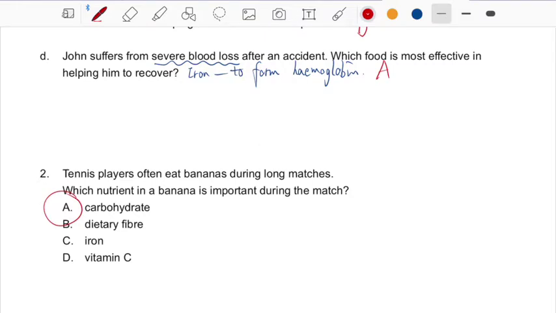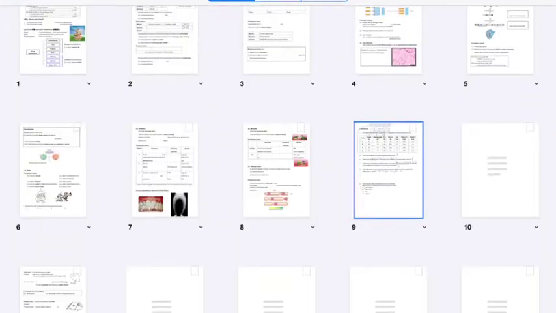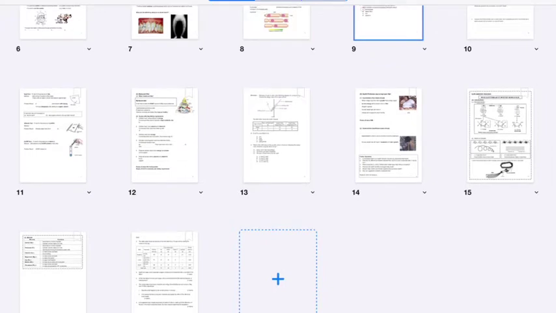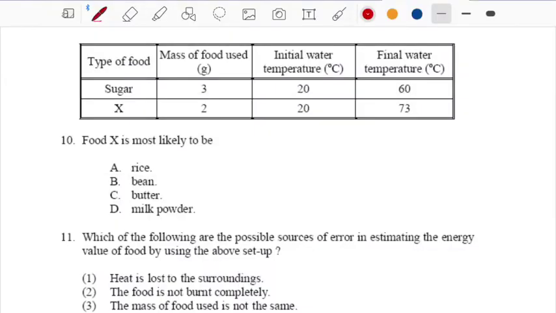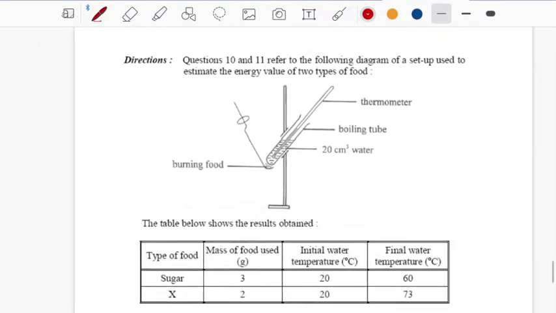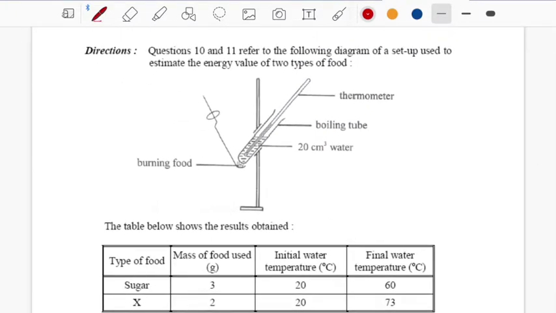We should choose it because it contains a lot of carbohydrate that can provide energy for the tennis player. Okay, so now let's move on to page 13. For this question, you are required to read the diagram and also use the information in the table to work out the answer for question 10 and 11.